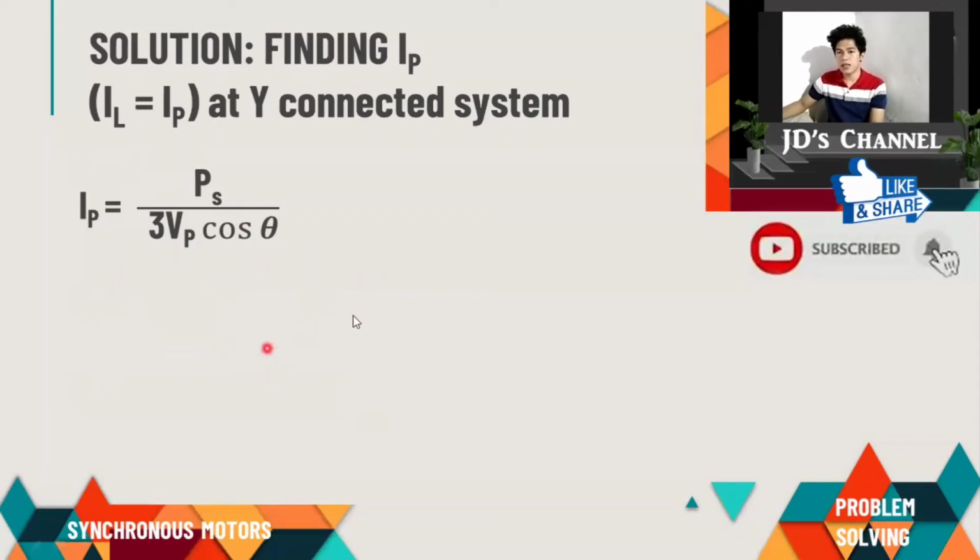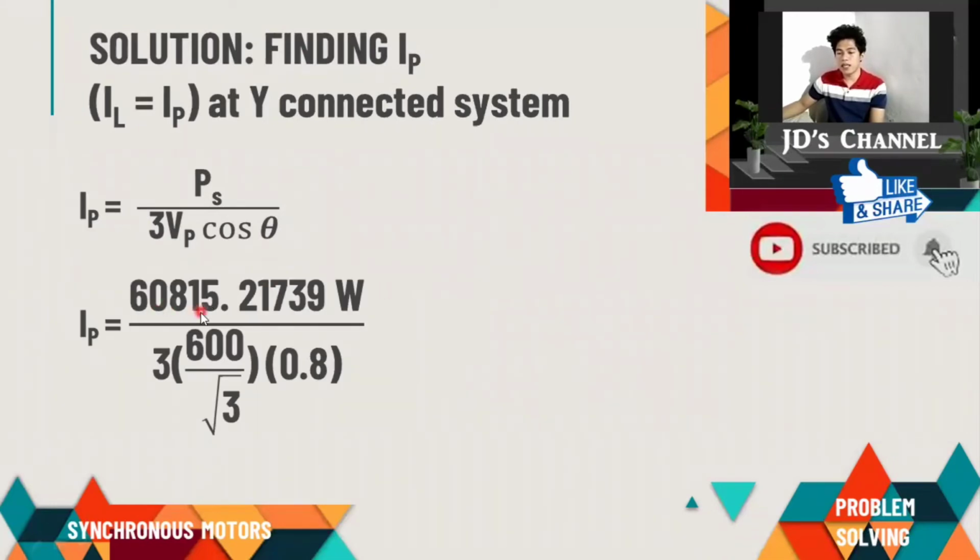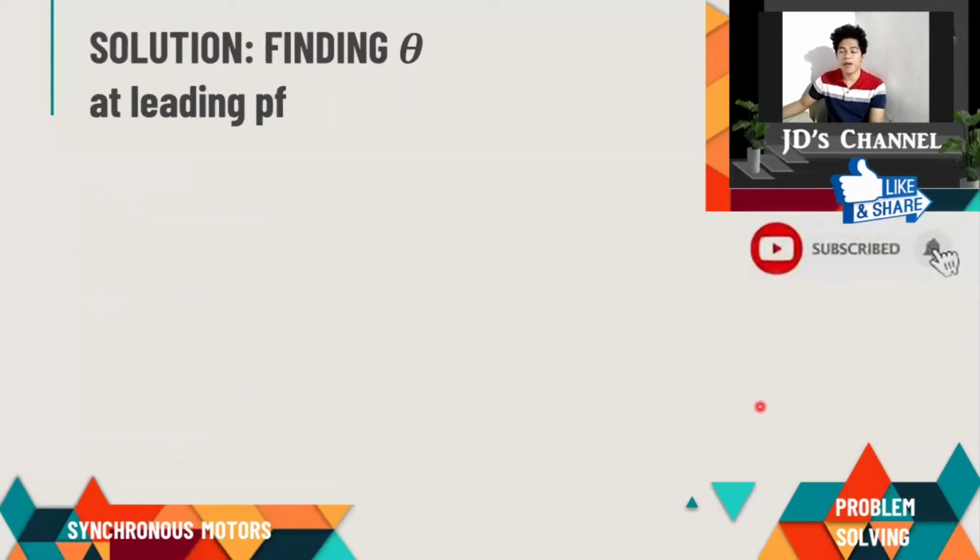Okay, class, let's substitute our values. What we got earlier, that is 60,815.2179 watts, over 3 multiplied by our V phase, which I wrote as consistent with over the square root of 3. Multiply by our power factor, that is 0.8. So, the answer would be 73.14933 and 77 amps.